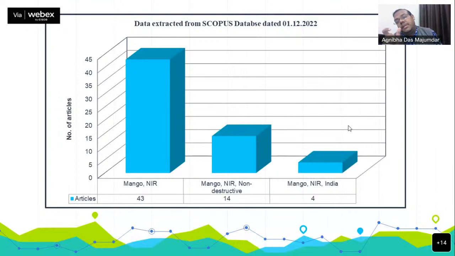So NIR spectroscopy is basically providing the basic primary data. With the help of this primary data, we can build statistical models to estimate the final properties of any food products. In India, there are very few articles on NIR spectroscopic study to estimate the properties of mango. So that can be future work, where this field can be further explored for Indian mangoes.